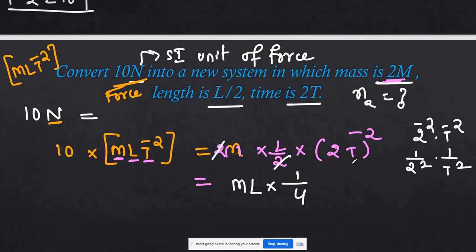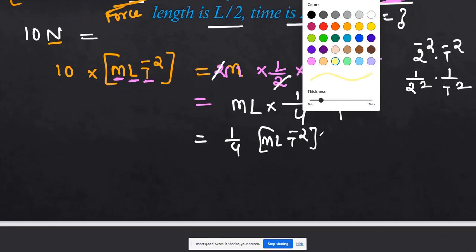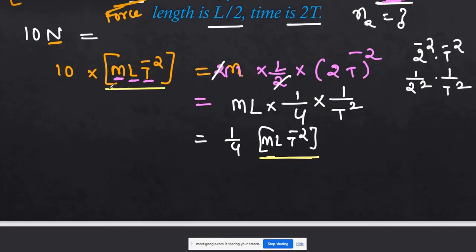Now, 2 power minus 2 means the minus sign takes it to the denominator, then 2 square is 4. Now, t minus is there, so take it in the denominator, and square is there, so t square. So what will you get? 1 by 4 m l t power minus 2, right? Yes, ma'am. Now left side, right side, we have the same system of dimensions, M L T power minus 2.